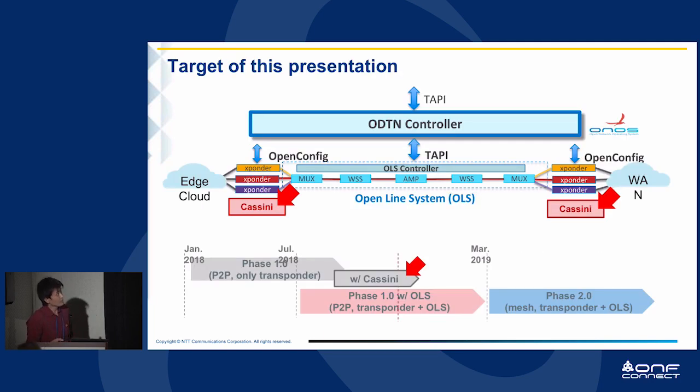As I mentioned, in the ODTN project there are three implementation phases. For the first phase, we focused on provisioning only transponders in a P2P topology, and the scope of the configurations was limited to port enable and disable and cross connection between the line and the client side. We didn't configure any optical media layer parameters, because the optical media parameters should be dealt with by the open line system in the next phases.